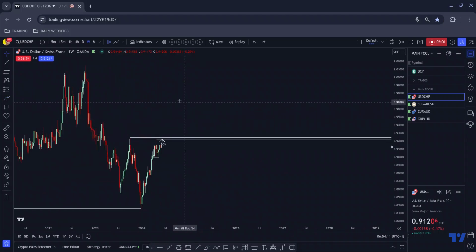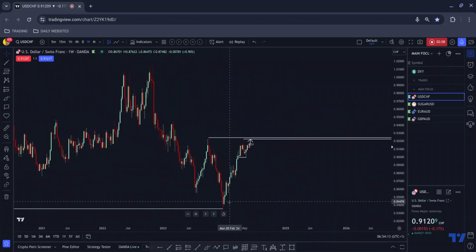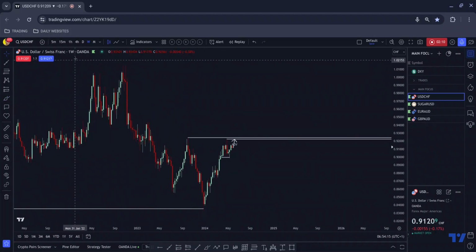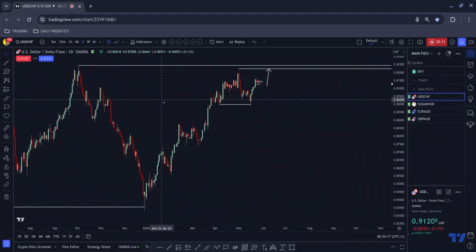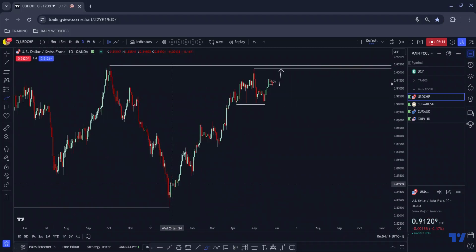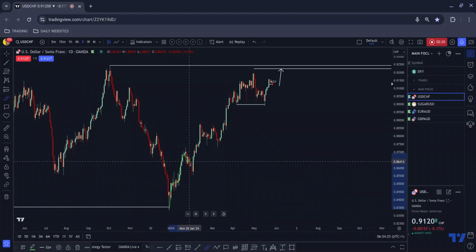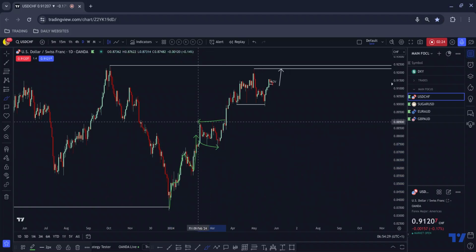So what happens? We get the impulsive push up, and you can see, if I just drill down to the daily chart, that we're moving up by way of a series of impulses and corrections, which is the natural ebb and flow of the market. A little bit of a pullback there, correction. We break out of that.